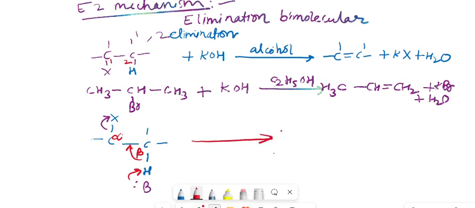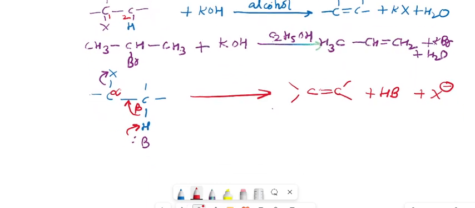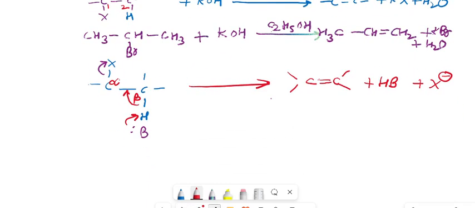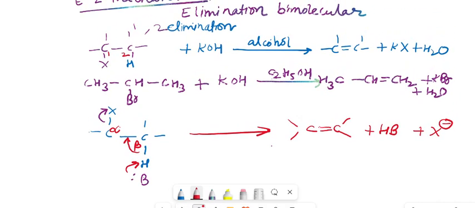So ultimately the removal of both hydrogen and halogen takes place at the same time, and formation of alkene is there. Base combines with hydrogen and there is removal of halogen as X minus. So this is a single step process involving only one step, and both the substrate and the base are present as reactants, so it is a bimolecular mechanism.